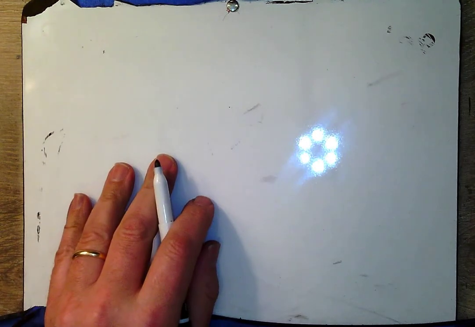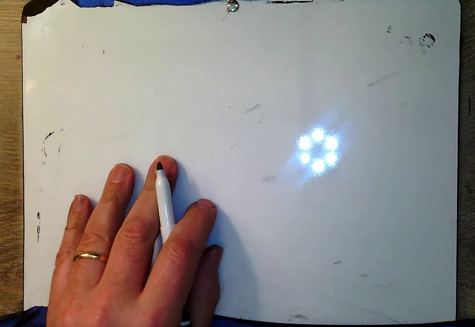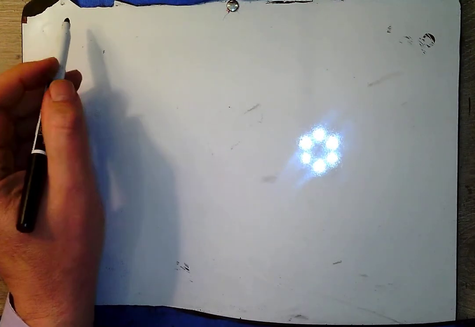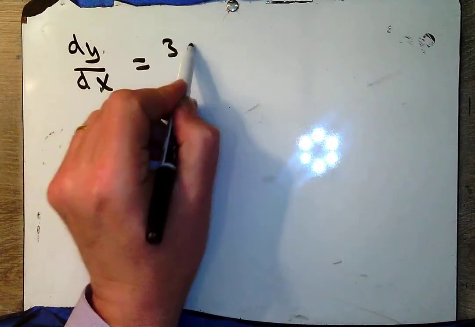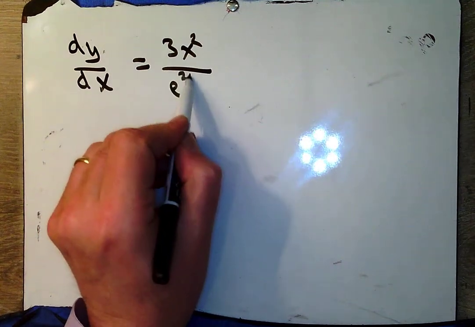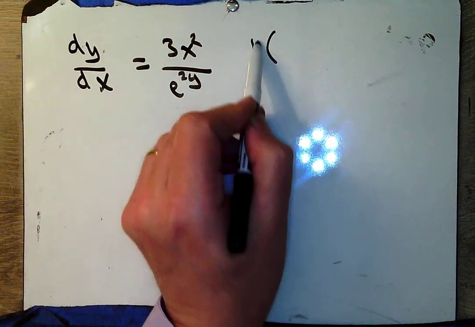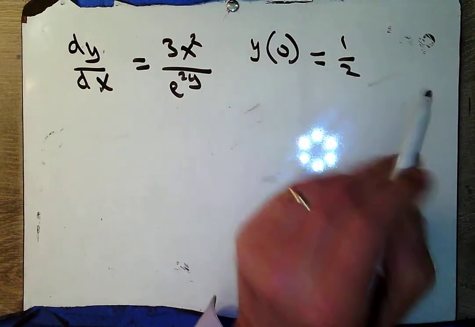All right, let's take this a step further. Oh yeah, Russian probe. Okay. This is the one I want to do because it came from an AP question. dy/dx equals 3x squared over e to the 2y, and y of 0 equals 1/2.